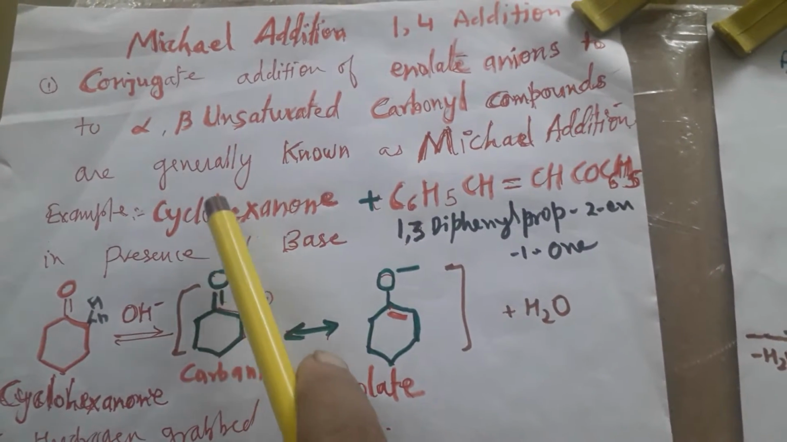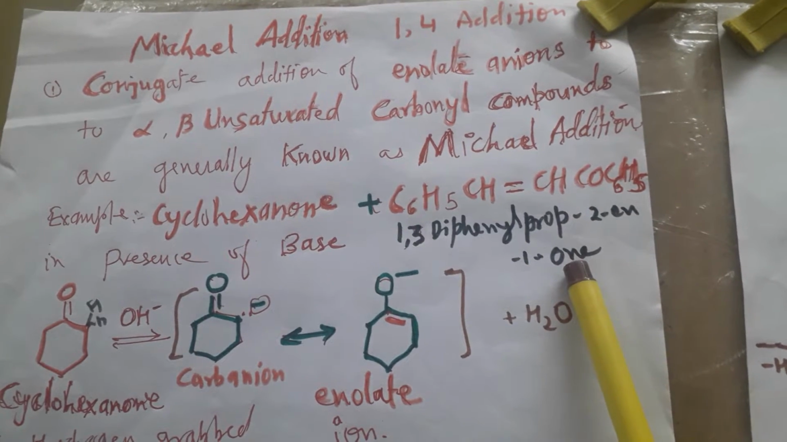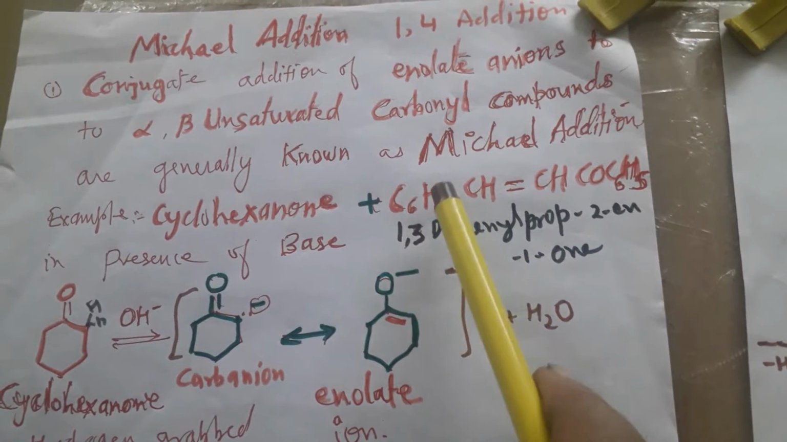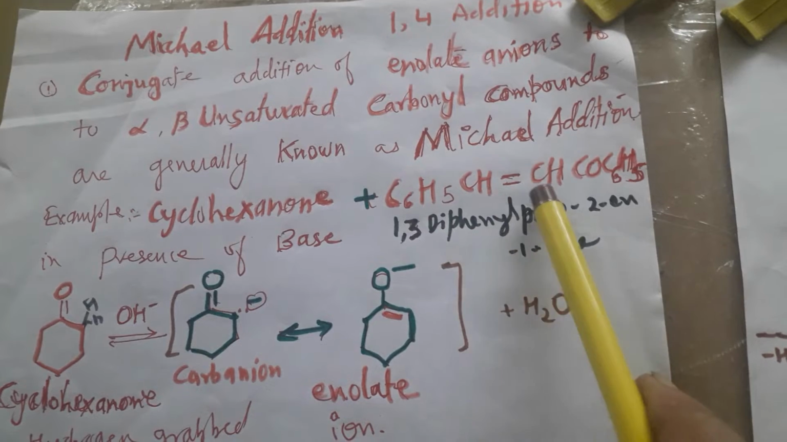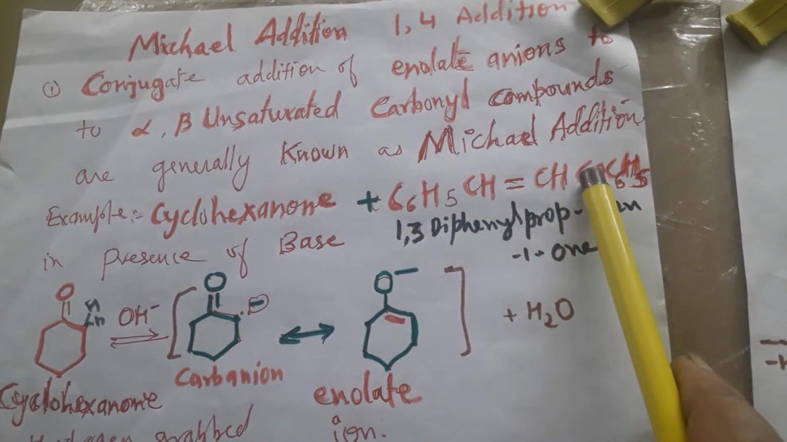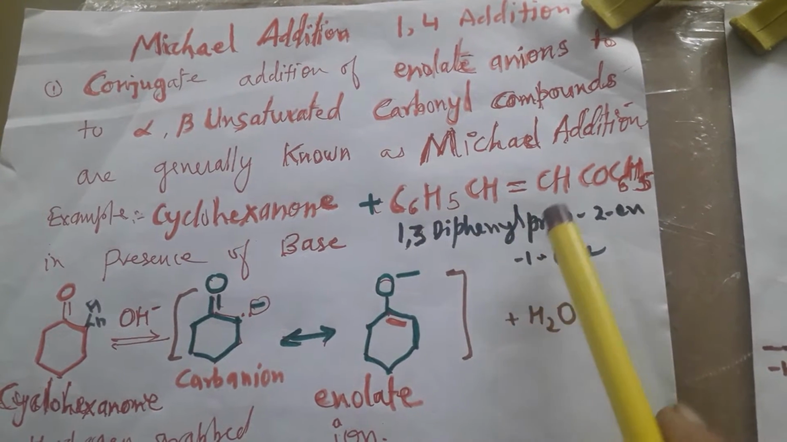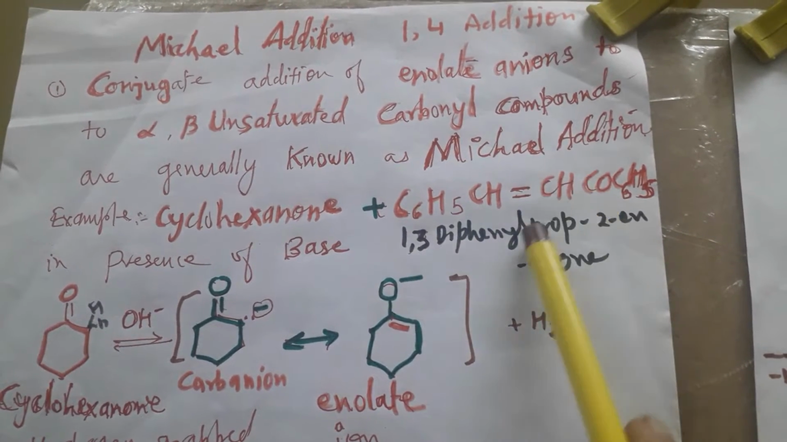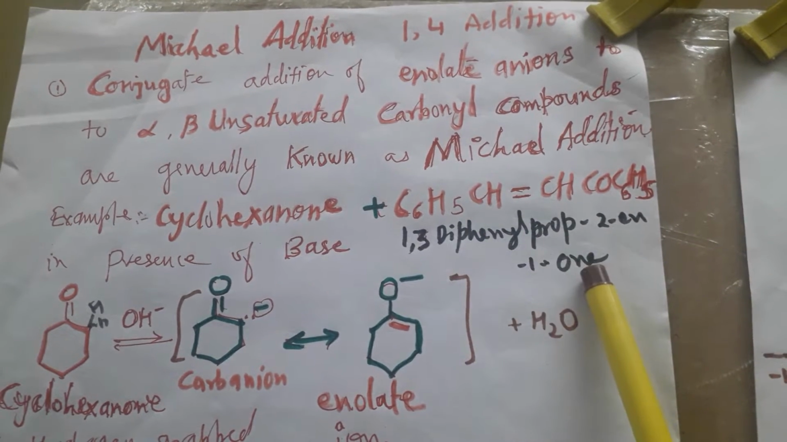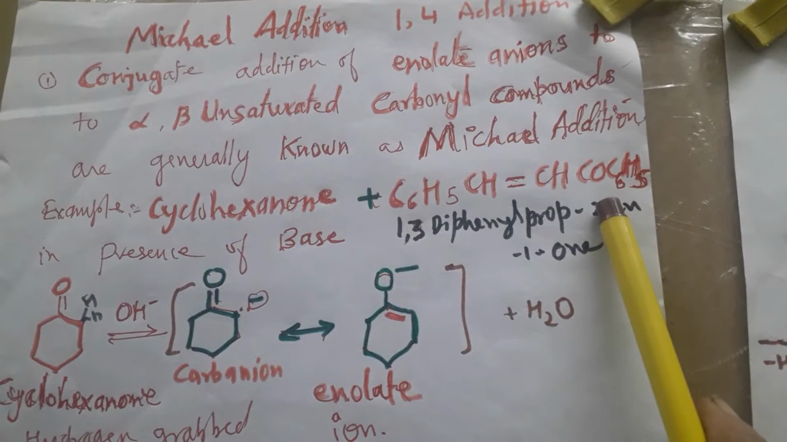In this case, we are taking one ketone. We are taking here cyclohexanone and alpha beta unsaturated carbonyl compound. Here we have taken C6H5CH=CH-CO-C6H5, that is 1,3-diphenylprop-2-en-1-one. This is an alpha beta unsaturated carbonyl compound.